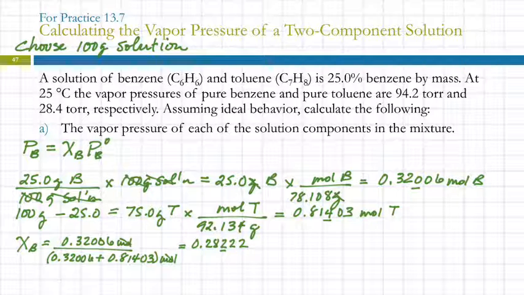What's the easiest way to find the mole fraction of toluene? Well, I could just replace the moles of benzene. I have two components in this mixture. Their percentages have to add up to 100. Their mole fractions have to add up to what? To 1. So the mole fraction of toluene equals 1 minus the mole fraction of benzene. It's 0.71777.